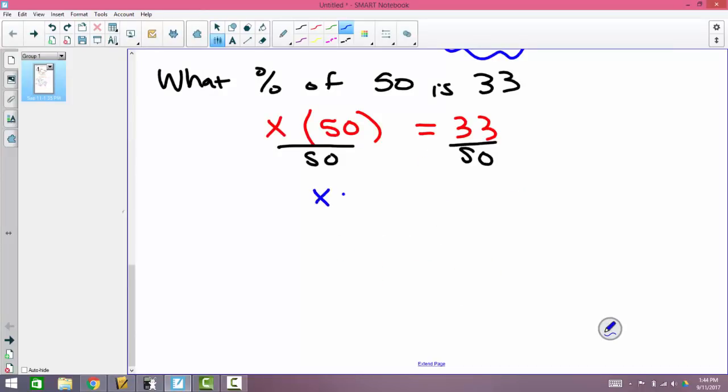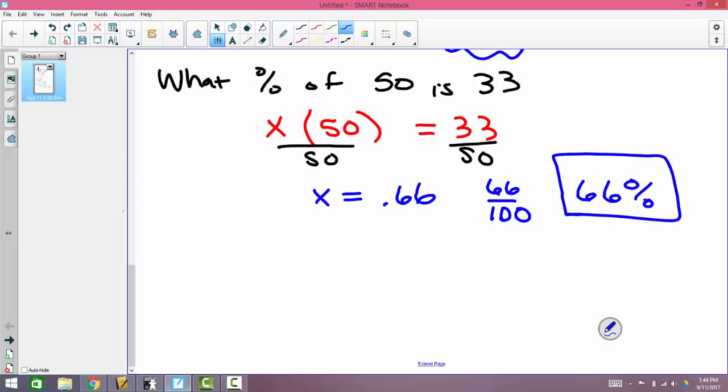The question said what percent? 0.66 is the decimal. That is 66 over 100. So the answer is 66%. And there were no decimals. If there were, you might as well go 3 decimals out just to be safe.